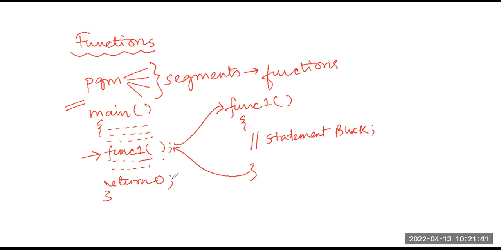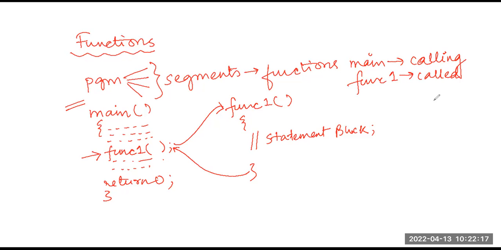So the main function calls a function whose name is func1. So main is the calling function and my func1 is the called function. One is being called and another is calling. So inside the main, I am calling the function. So main is the calling function and my func1 function is being called by the main. So my func1 is the called function.